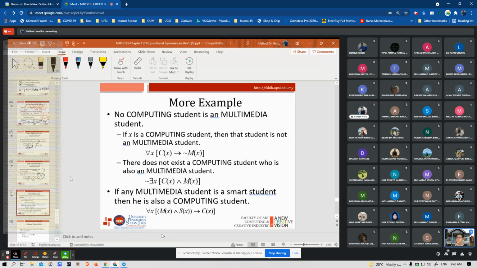Okay, more example. Non-computing students is a multimedia students. You can see if a computing student, then the student is not a multimedia student. Okay, you can have implication here, because this one is for all. There is not actually a computing student who is also a multimedia student, because you need to combine. That's why you need this one, conjunction.